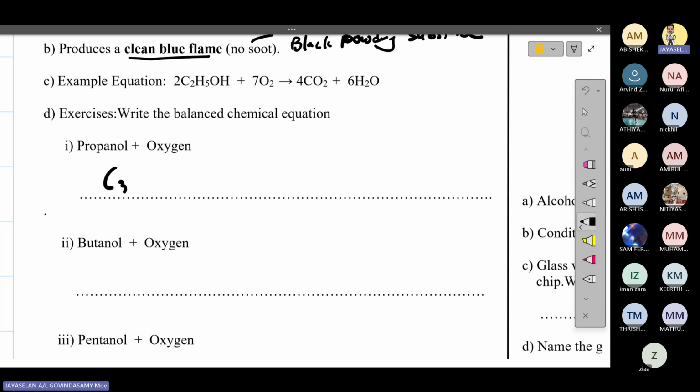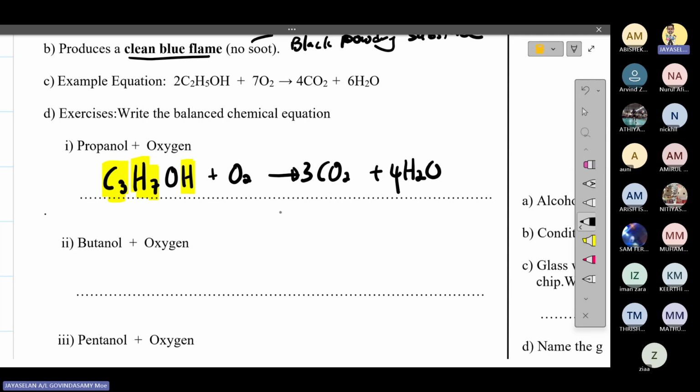Check the first one. C3H will be 6 plus 1, 7. OH burns in the presence of oxygen. You will get carbon dioxide plus water. Balancing: to balance carbon 3, I put 3. Then I balance hydrogen, 7 plus 1, 8, so here I put 4 times 2, 8. Now I calculate my total oxygen at the right hand side. Here there is 6, here there is 4, total 10.